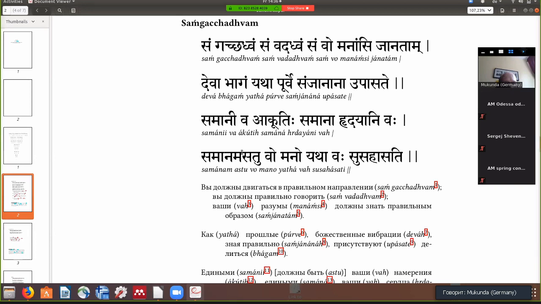And this we have to supply in the first two of these sentences. So, vaha akuti samani astu. Your intention shall be the same, must be the same.